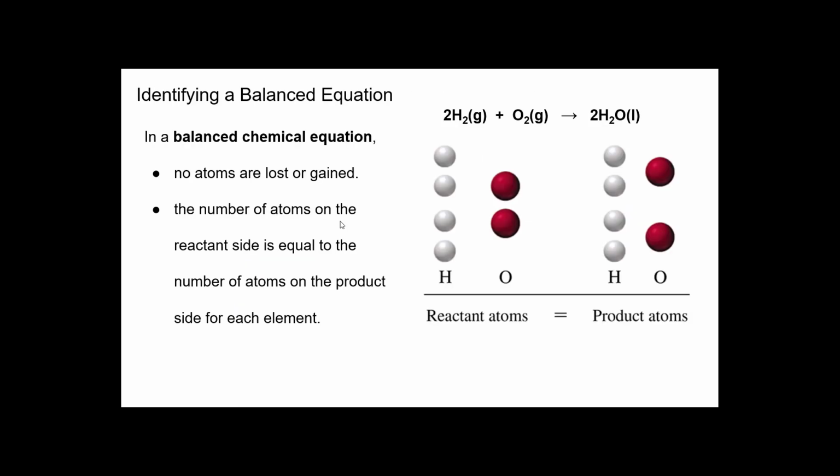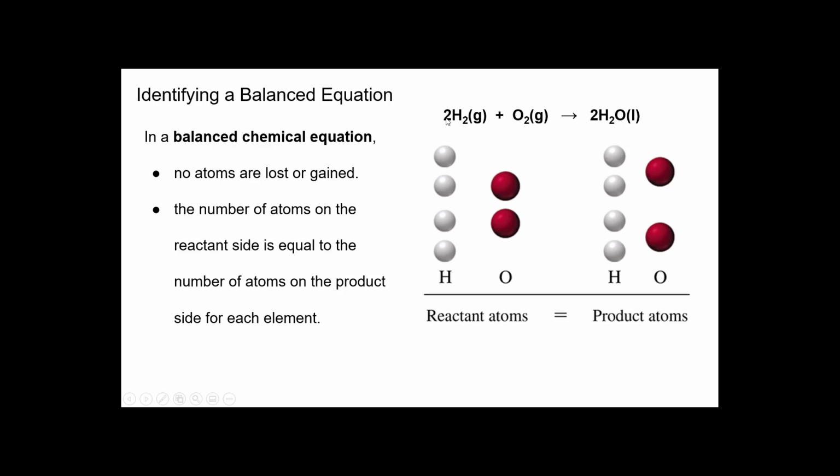Okay, so let's look at this one. This is hydrogen gas plus oxygen gas produces water, and it's water as a liquid. So again, in a balanced equation, no atoms are lost or gained. We do not create something out of nothing. The number of the atoms in the reactant side is equal to the number of the atoms on the product side. That's where you see this equal sign. And we never ever touch subscripts.